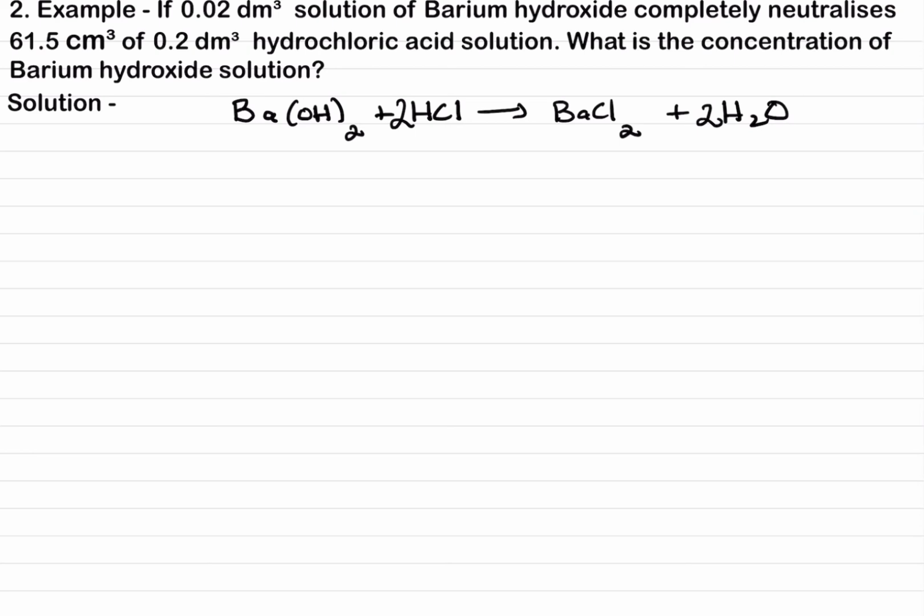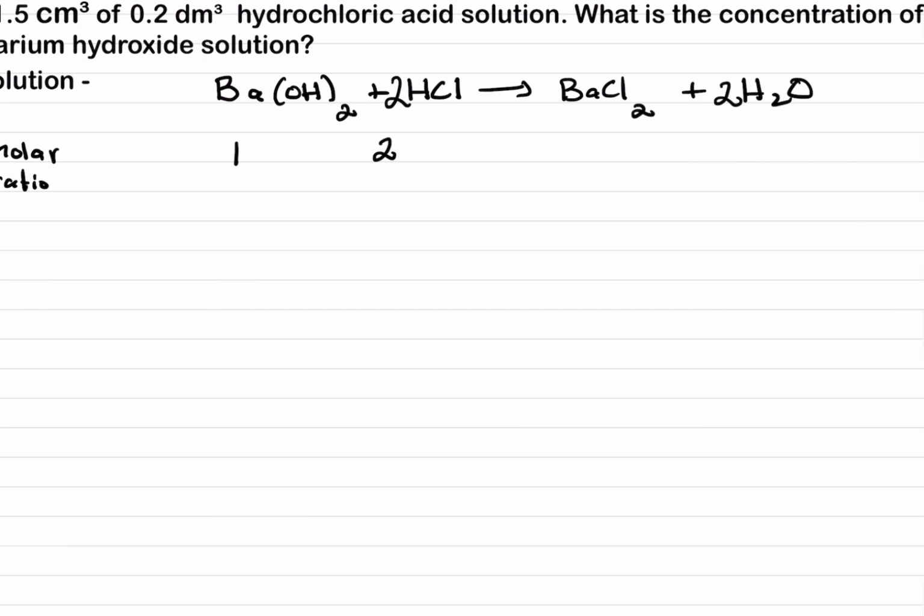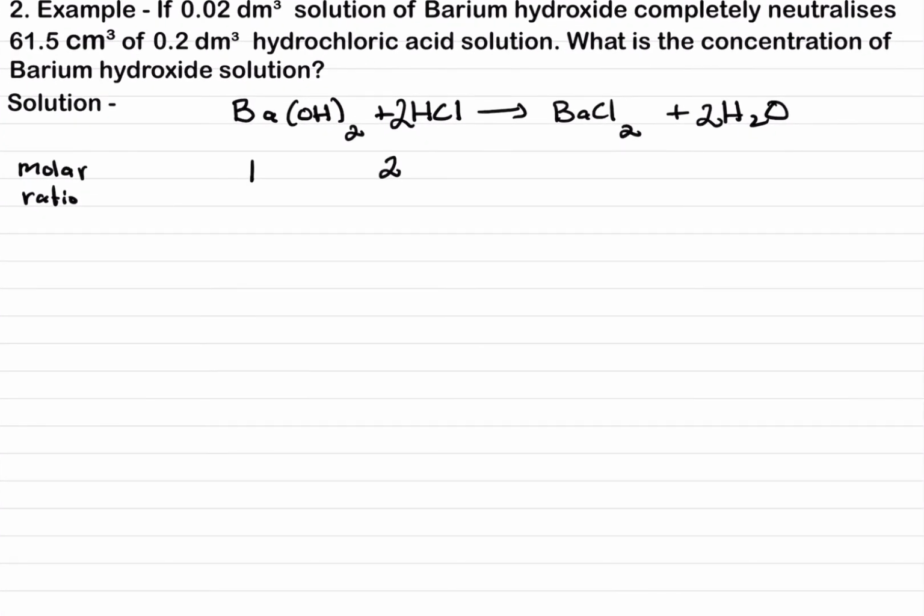So first of all, let's write down the molar ratio. Now, if you look at the molar ratio, barium hydroxide has a molar ratio of 1, so we can write down over here 1, and the molar ratio of hydrochloric acid is 2. So there we have written that. Now comes the amount of mole. Now, we can write down here the amount of mole.